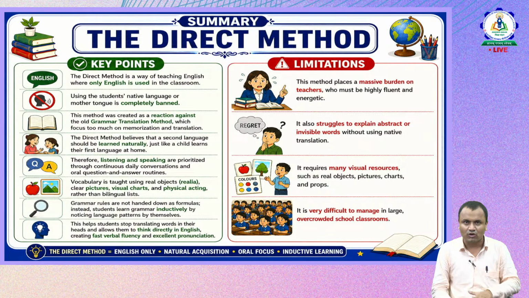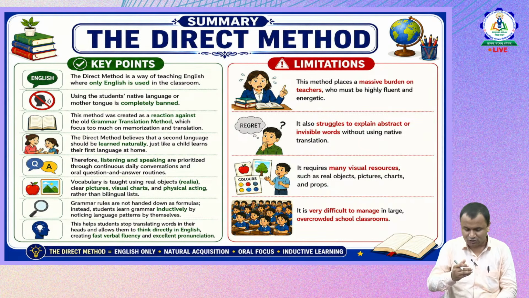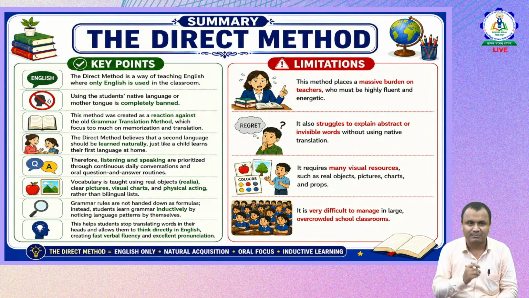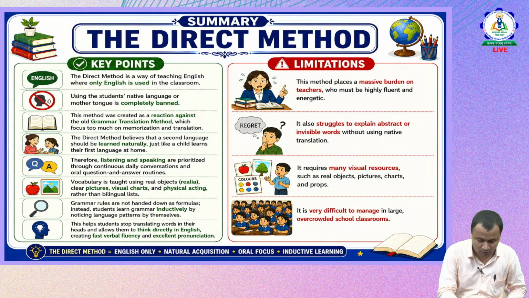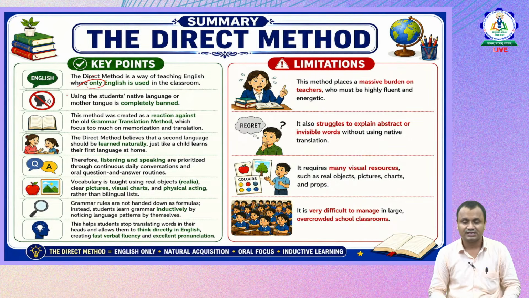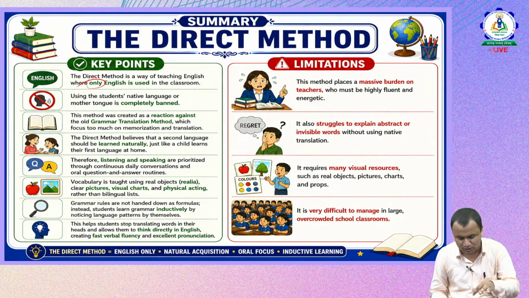Now we need to summarize what we have discussed in the direct method. We are going to summarize all the pointers quickly. So what are the key points of the direct method that we have discussed? Number one, the direct method is a way of teaching English where, I repeat, only English is used in the classroom. Since we are doing English pedagogy, I'm using English. You can replace it with any target language, be it Tamil, Telugu, Hindi, whatever it is. So if you teach through the direct method, you use only that particular language in the classroom.